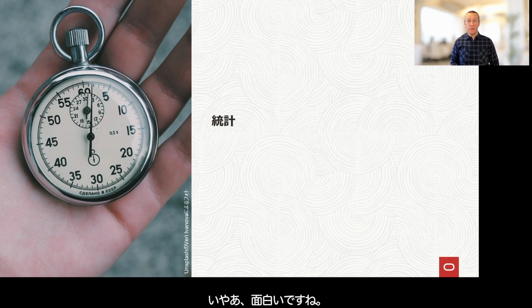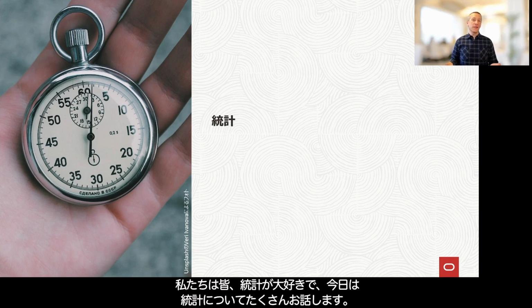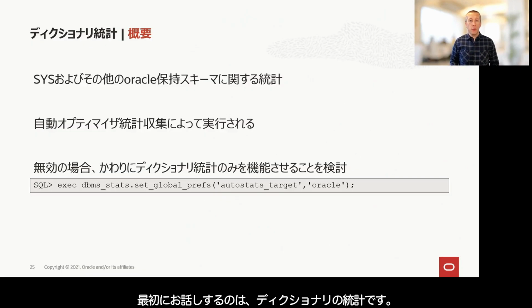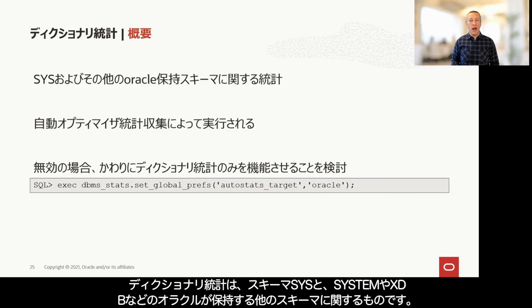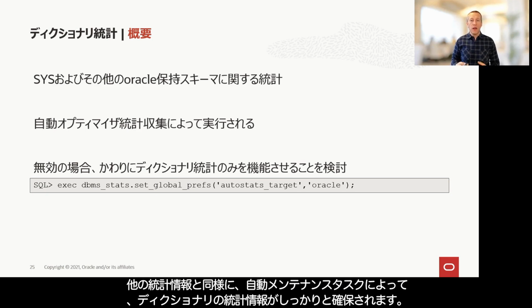Wow, interesting. The next topic is statistics. We all love statistics, and we will talk a lot about statistics today because it's really important for a well-operating database. The first thing that we will talk about is dictionary statistics. Dictionary statistics are on the schema SYS and other Oracle-maintained schemas like SYSTEM and XDB. Like with any other statistics, the automatic maintenance task will ensure that you have good statistics on your dictionary.